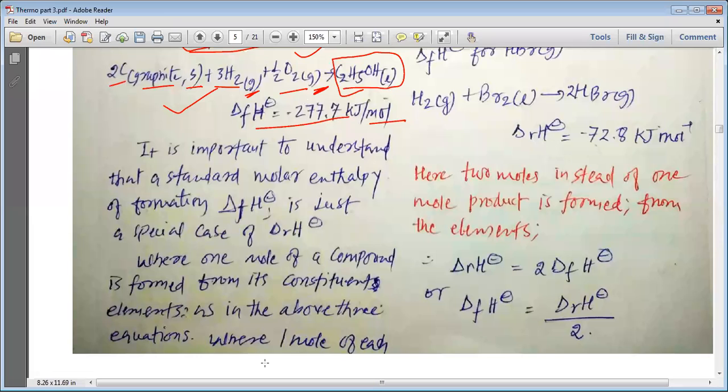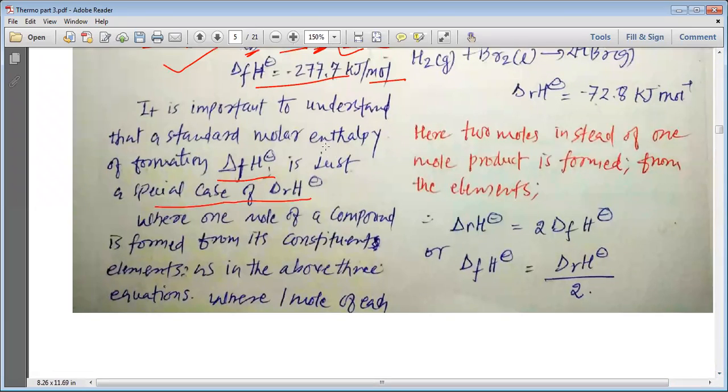So it is important, my dear students, to understand that the standard molar enthalpy of formation is just a special case of standard enthalpy of reaction. What is special? During the reactions, the reactants and products must be in their standard states. So if the reactants and products are in the standard state, then the enthalpy of reaction can be considered as the enthalpy of formation.